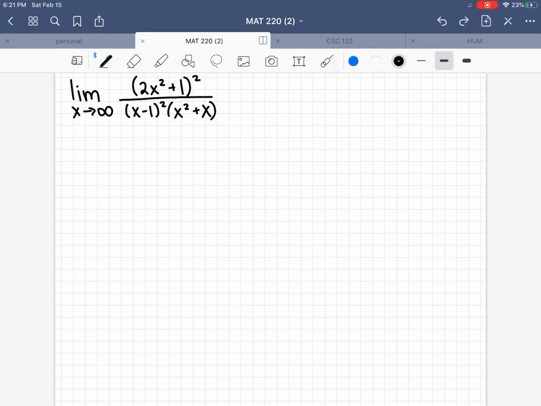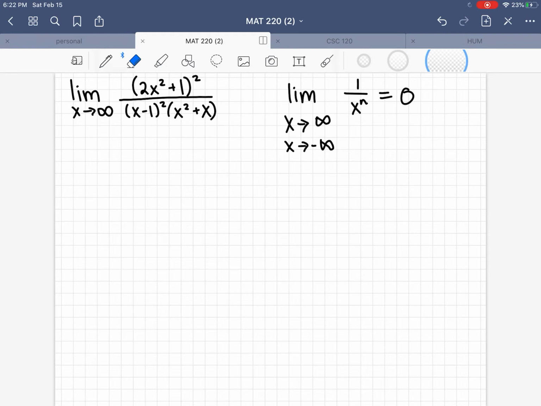And we're going to need to use limit laws to go ahead and break this down a little bit easier to solve. So the limit law that you need to be familiar with is that the limit as x is approaching infinity, or if x is approaching negative infinity, either way, of 1 over x to any power is going to be 0. So we're going to use this rule or limit law to break this equation down and make it easier to solve.